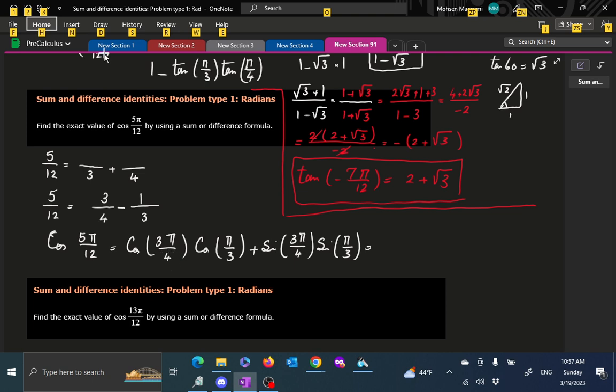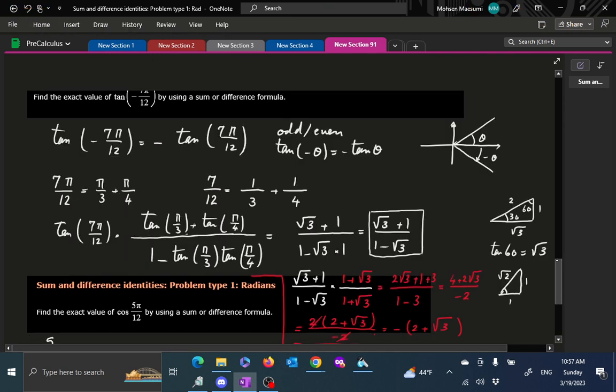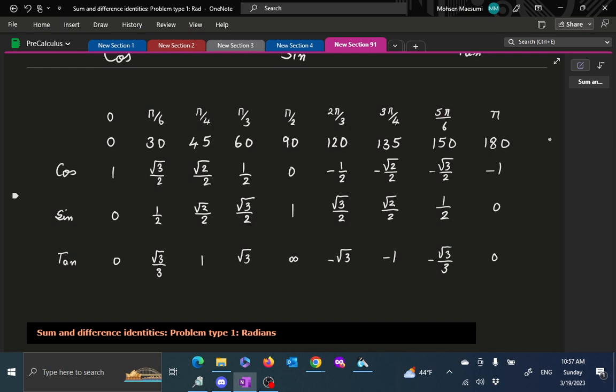Now, sine and cosine of 3 pi over 4 are like multiples of radical 2 over 2. Cosine is negative, so again you can either use reflection identities or use this table. Cosine of 3 pi over 4 is minus radical 2 over 2. Sine of it is going to be radical 2 over 2.